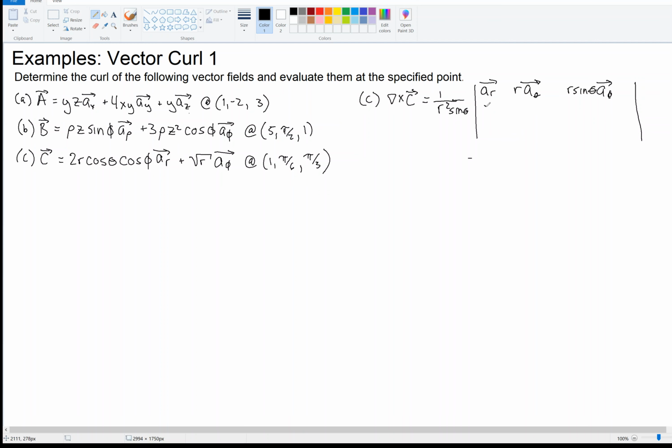And then in the next row is what you would expect. We have our partials, right?